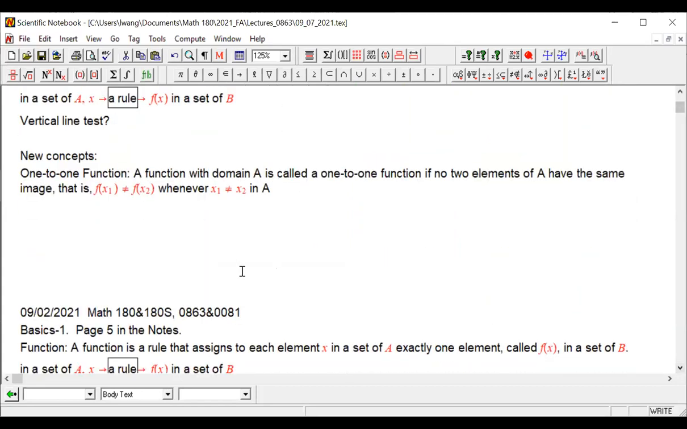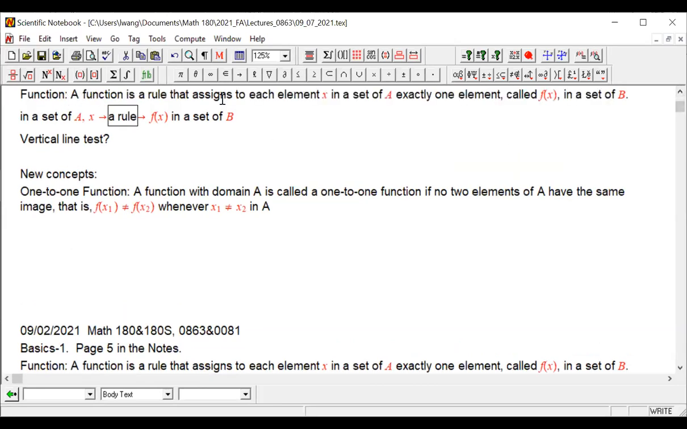All of these. So now we come back to this definition. A function is a rule that assigns to each element x in the set A exactly one element called f of x in the set B. So now we know that a vertical line test is just a graphical method to test whether a graph is a function. Now let's look at one-to-one function.